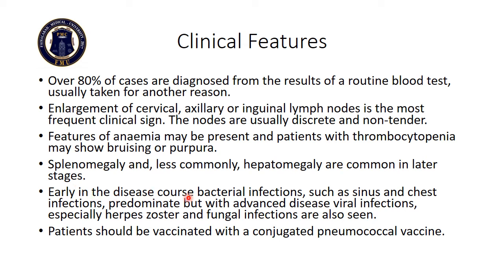Early in the disease course, bacterial infections such as sinus and chest infections predominate, but with advanced disease, viral infections, especially herpes zoster, and fungal infections are also seen. So, according to this, we can ascertain the nature or severity of CLL. If bacterial infections are predominant, it means the disease is in its initial stages, while if viral or fungal infections are encountered, then the disease has progressed. Patients should be vaccinated with conjugated pneumococcal vaccine.